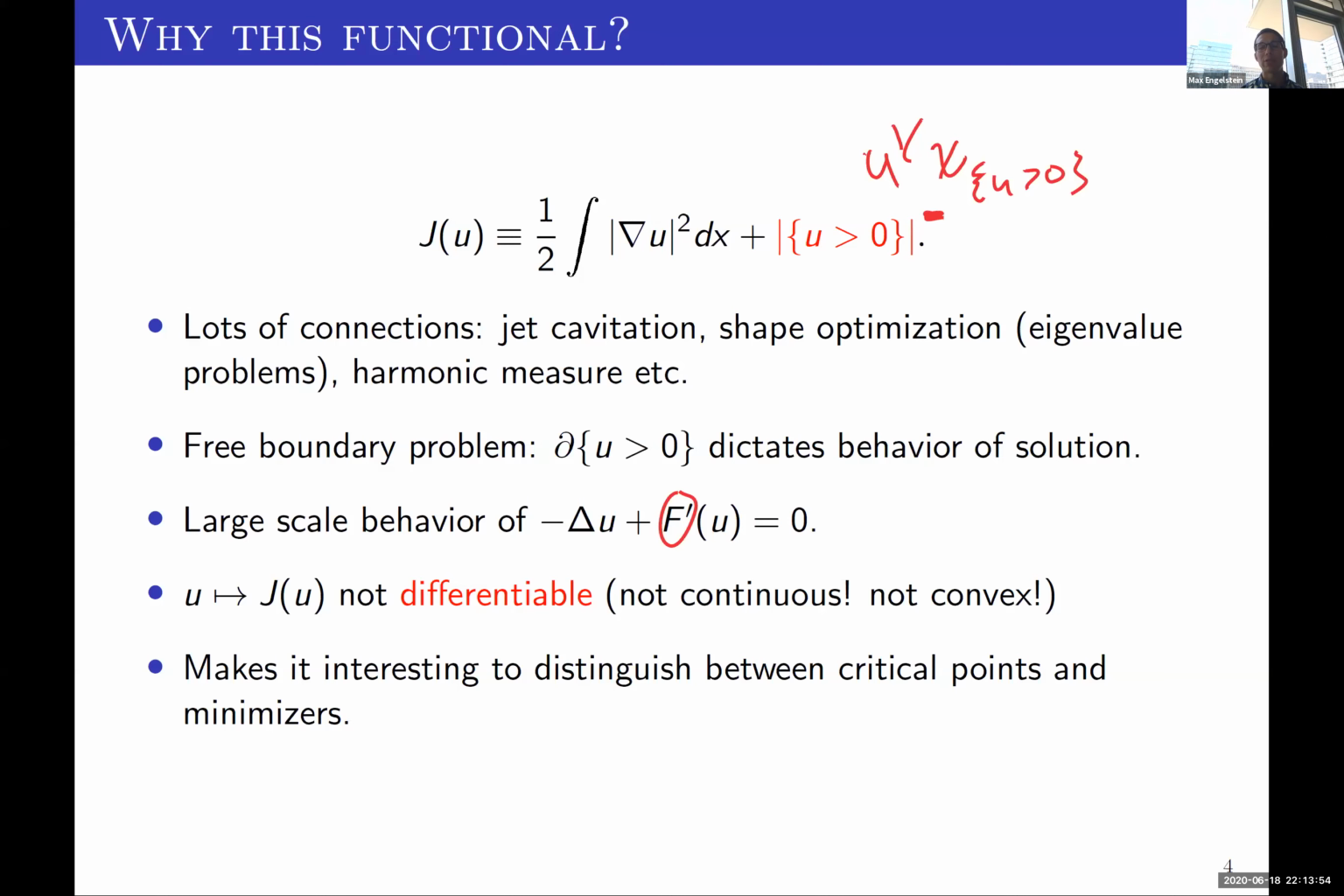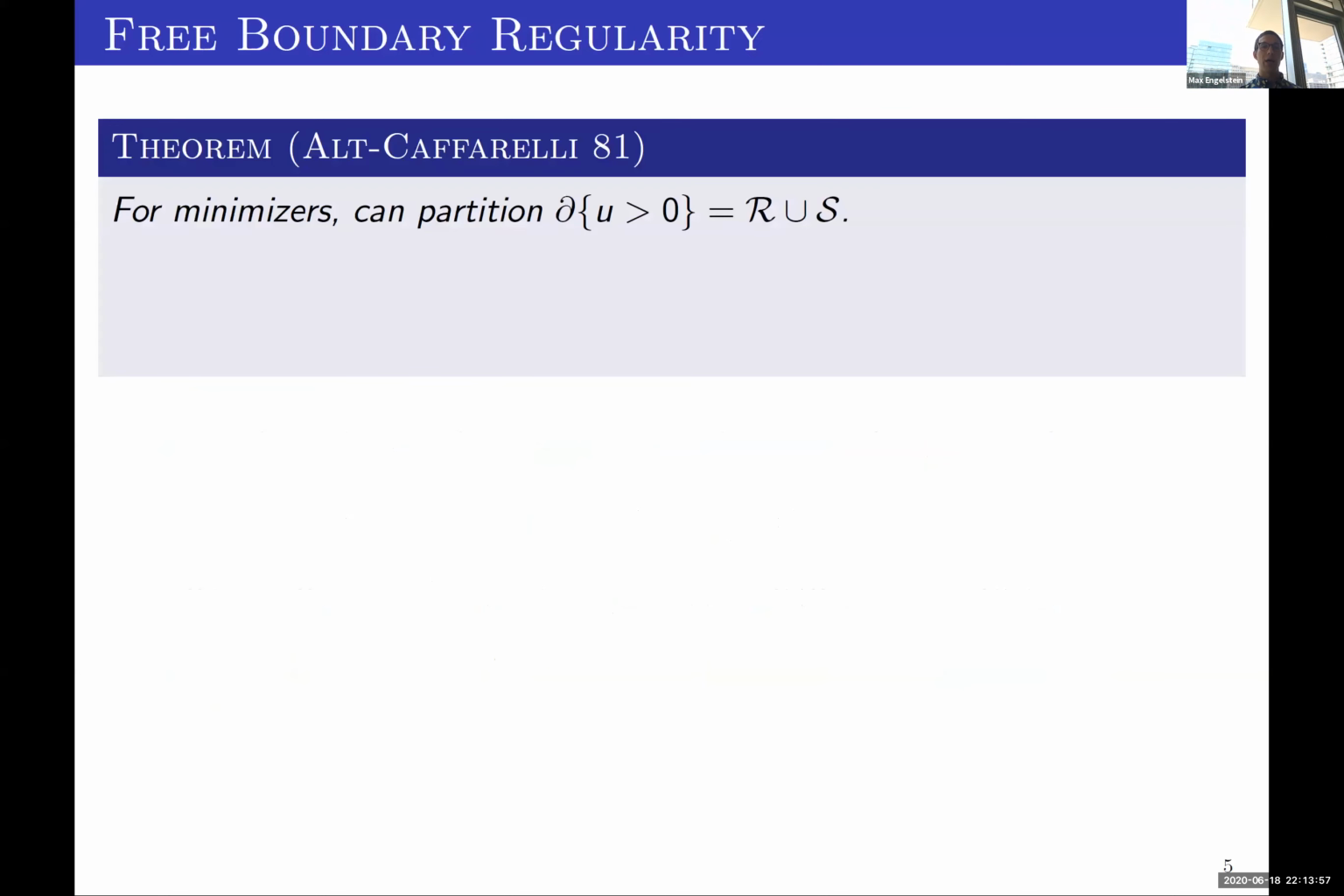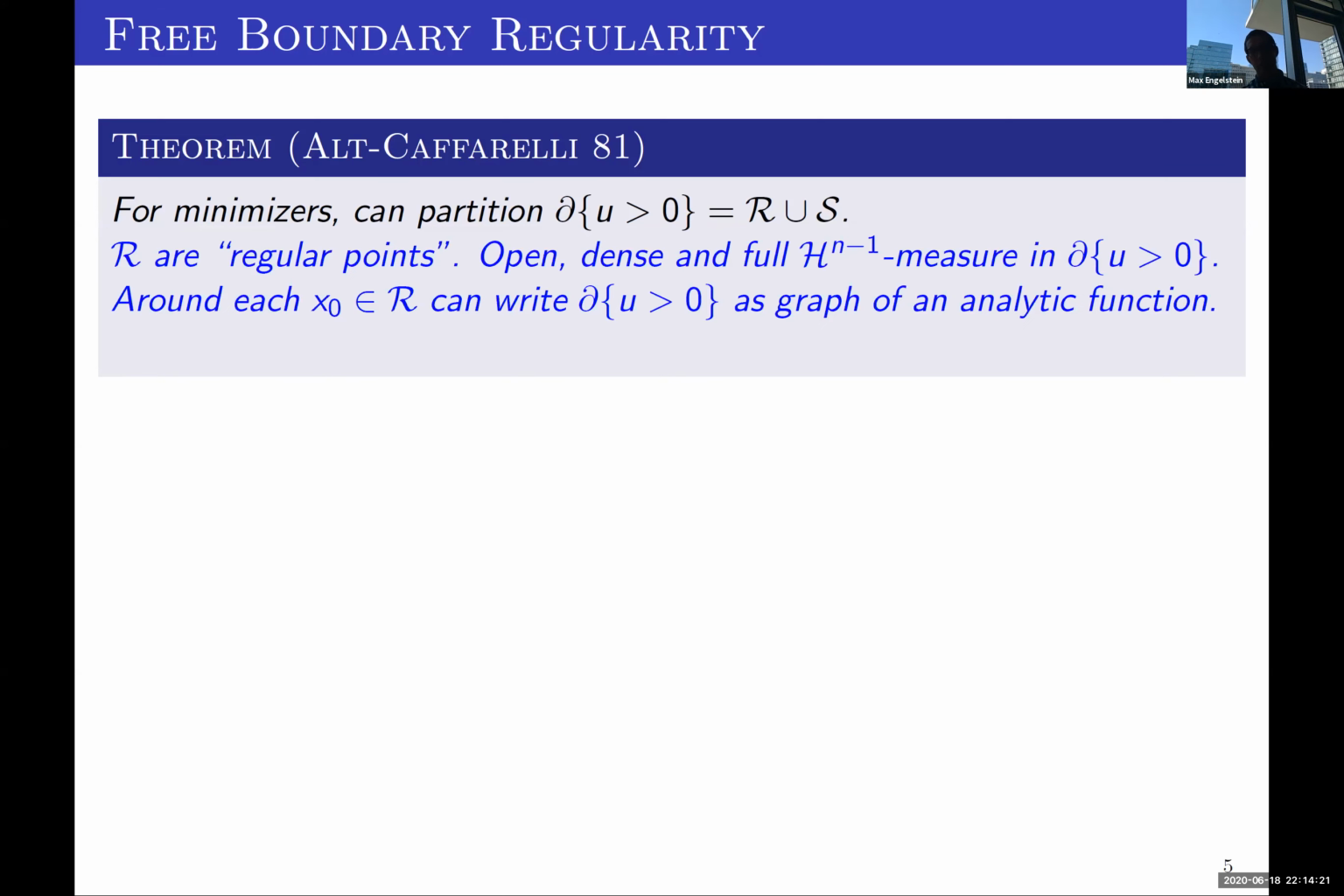Okay, so let's talk about some basic regularity theory. Alt and Caffarelli were the first people to sort of really treat this functional in a rigorous way. It had been studied sort of numerically and by physicists before that. And so they proved the following regularity result, which is really beautiful. For a minimizer, you can partition the free boundary into two sets, a regular part and a singular part. The regular part is beautiful. It's open, it's dense, it has full H^{n-1} measure inside of the free boundary, and around every point in the regular part, you can write the free boundary as the graph of an analytic function.